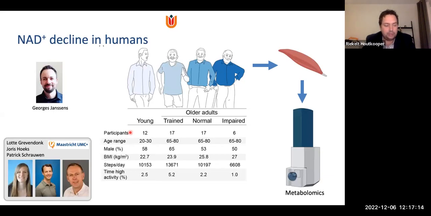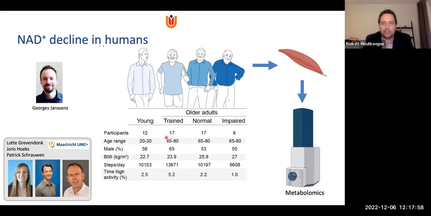This has not been studied for a very long time, but we started studying it a few years ago in collaboration with Lotte Grevendonck, Joris Hoeks, and Patrick Schrauwen at Maastricht University Medical Center, also in the Netherlands. This is a study that was spearheaded by George Janssens, a PI in my group. What we did is we took muscle biopsies, the team in Maastricht is the one doing the clinical studies, from younger individuals, typically students, and from older adults between 65 and 80 years old, and they were subsetted according to their physical activity levels.